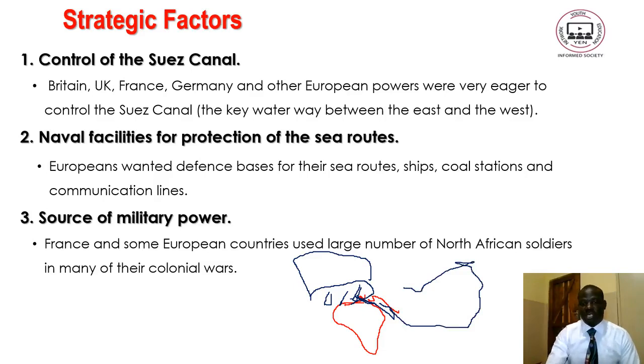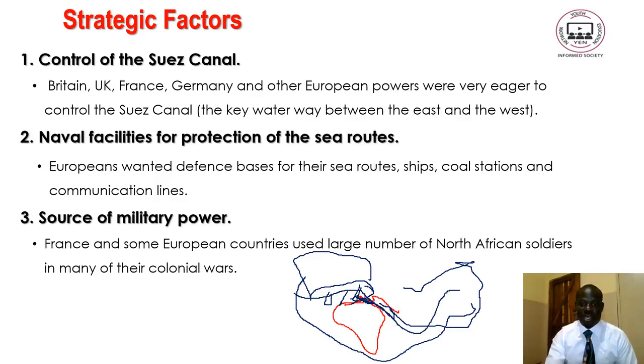So initially, the Europeans were going around Africa using the sea route to Asia, like India and the Far East. So they wanted to control the Suez Canal here so that their ships would pass through the Suez Canal and the Red Sea, then proceed to India and Asia. So they wanted to control that area, the area of the Suez Canal.